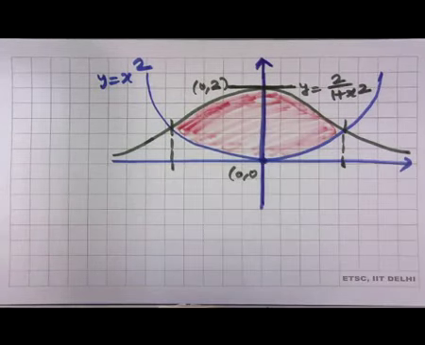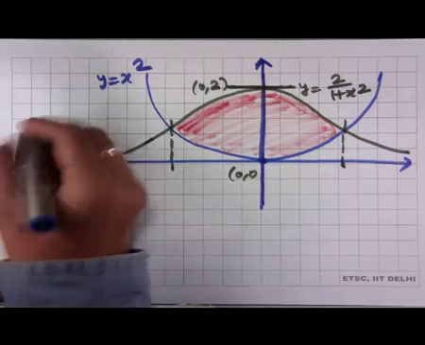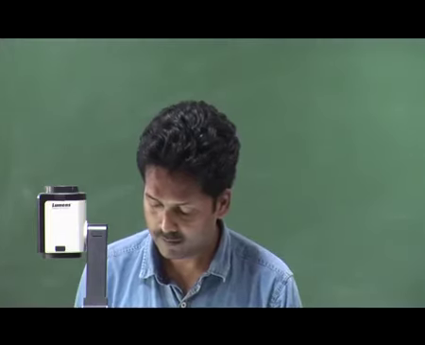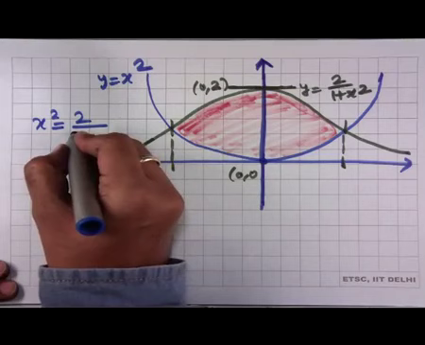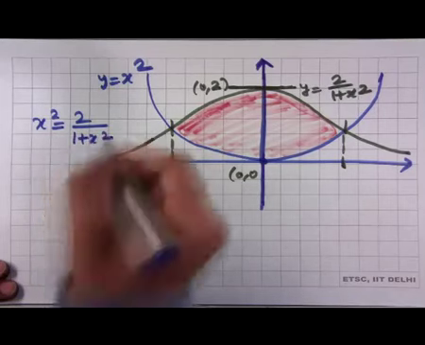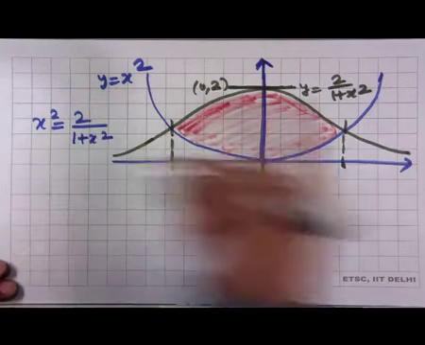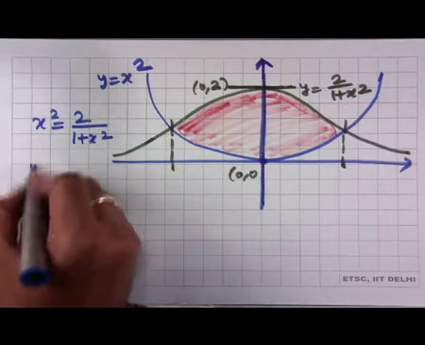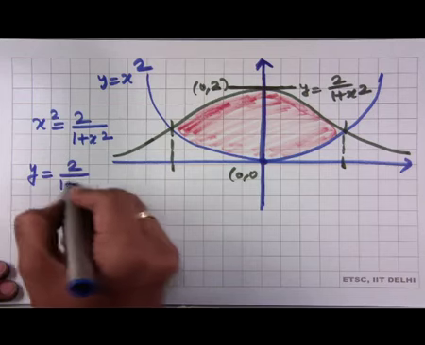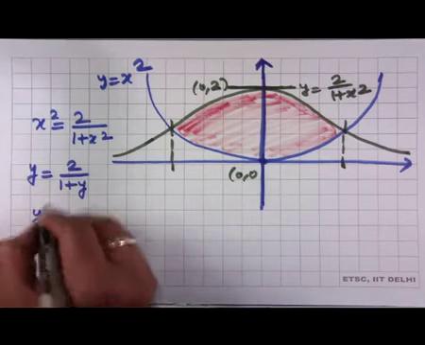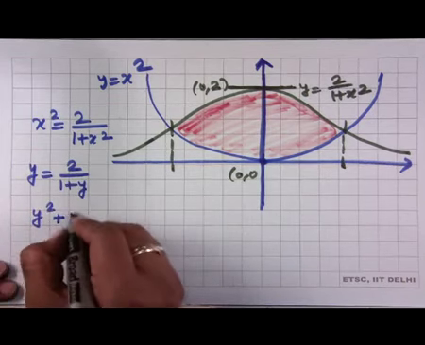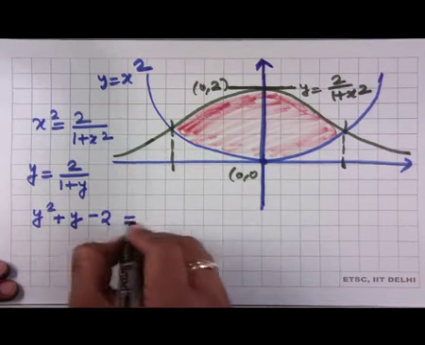So, we need to find out the point of intersection of both the curves. Solve both the curves. Let us do it because it will be lengthy. You put x square as y. So, you get y equals 2 upon 1 plus y. So, you get y square plus y minus 2 equals 0.